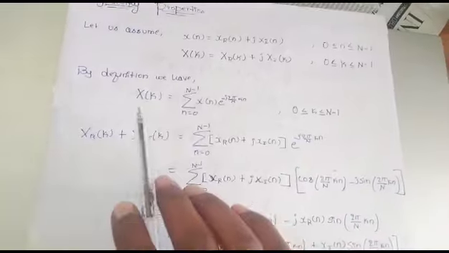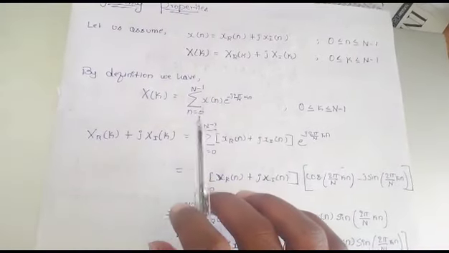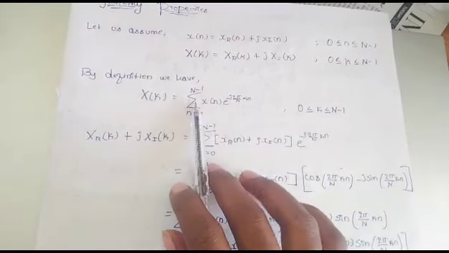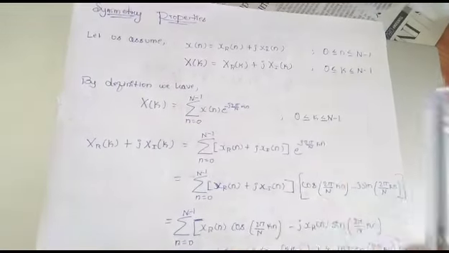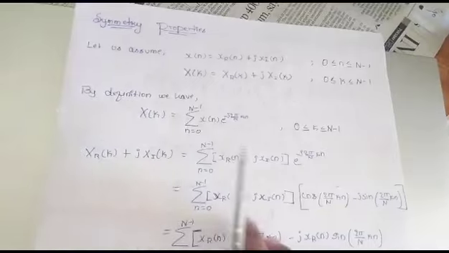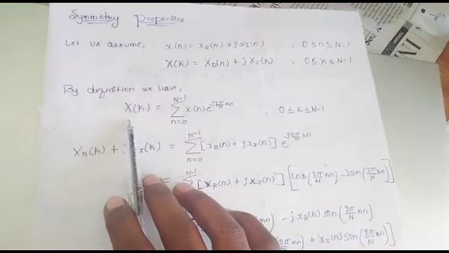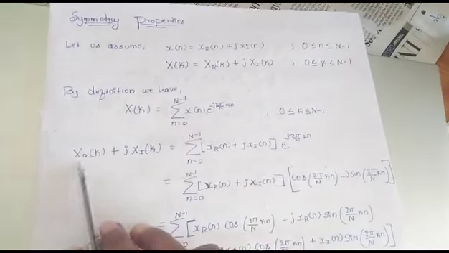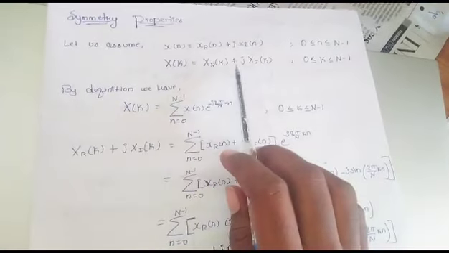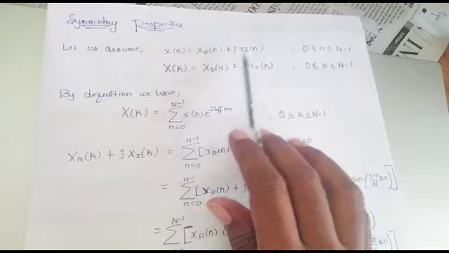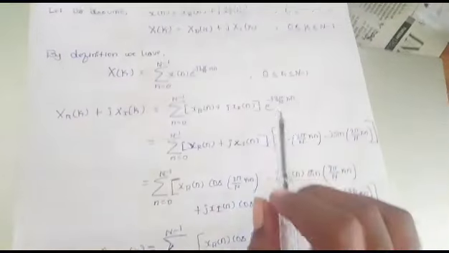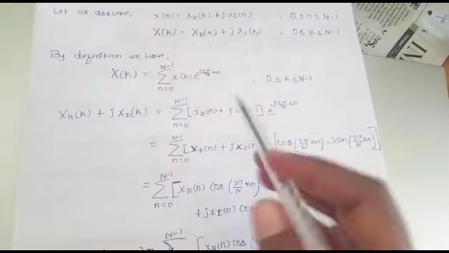We know the formula x of k is equal to summation n equals 0 to n minus 1 x of n e to the power minus j 2 pi by n into kn, that is, k varies from 0 to n minus 1. Here we know the values of x of k and x of n. Substitute those values: x of k is equal to xr of k plus j xi of k and x of n is equal to xr of n plus j xi of n. Then e to the power of minus j 2 pi by n into kn as per the formula.